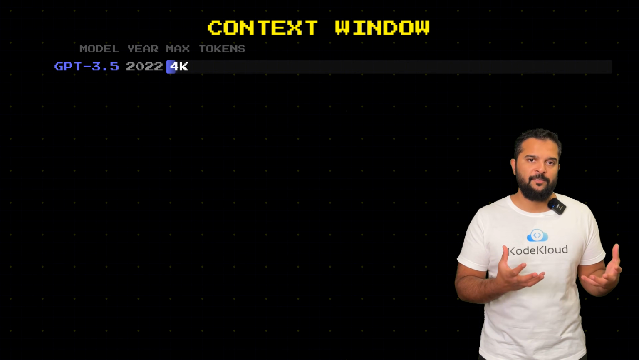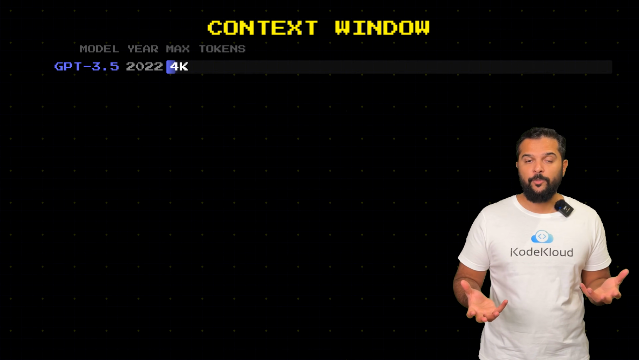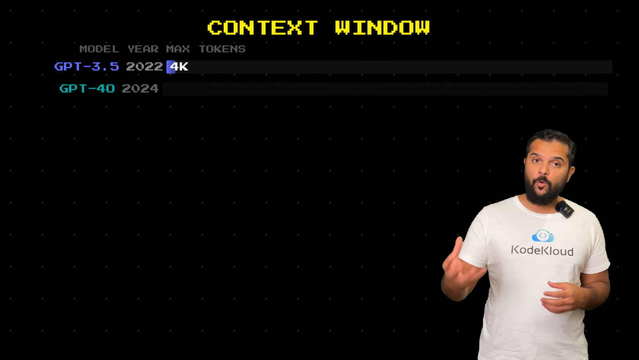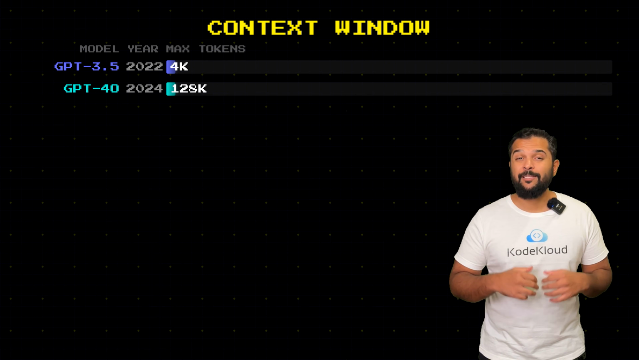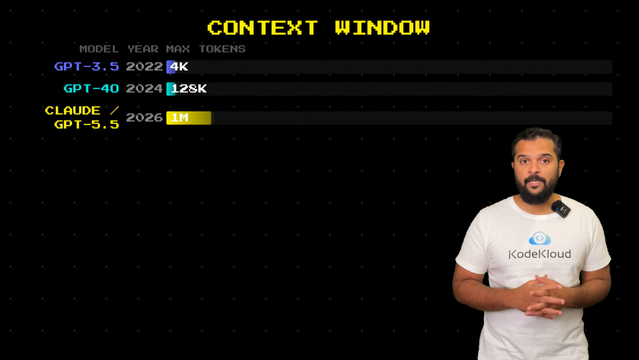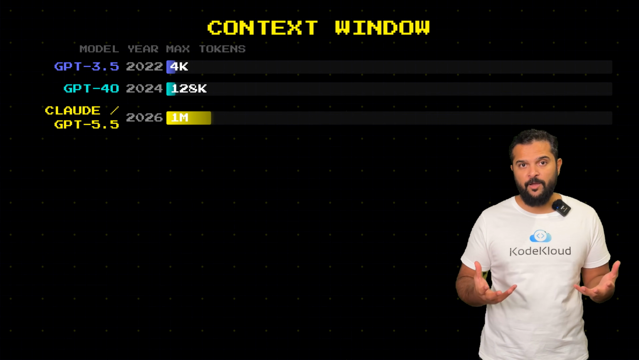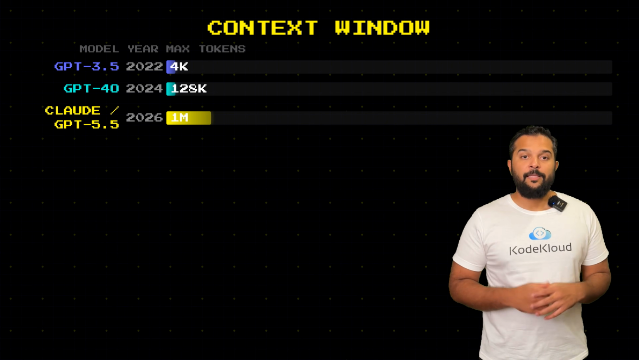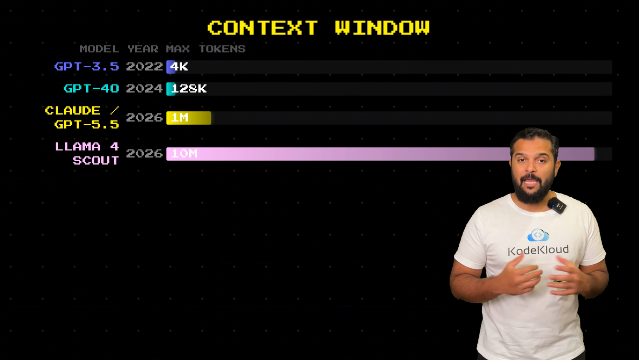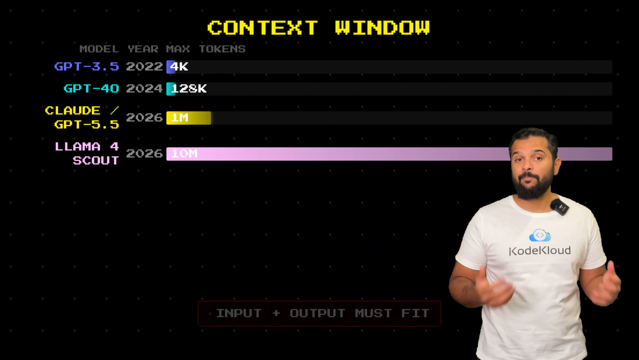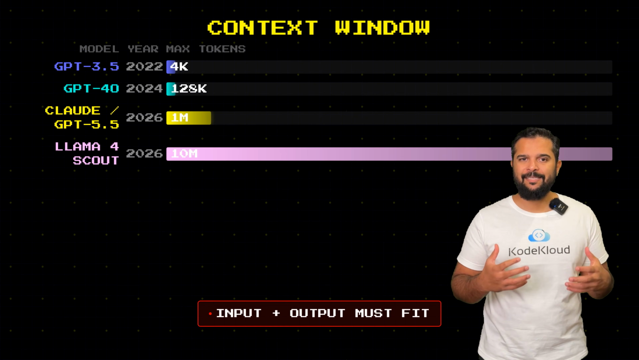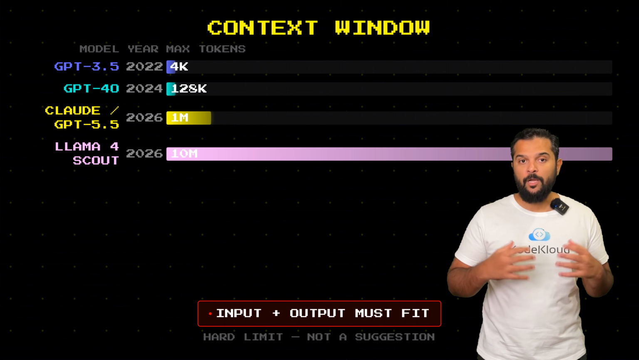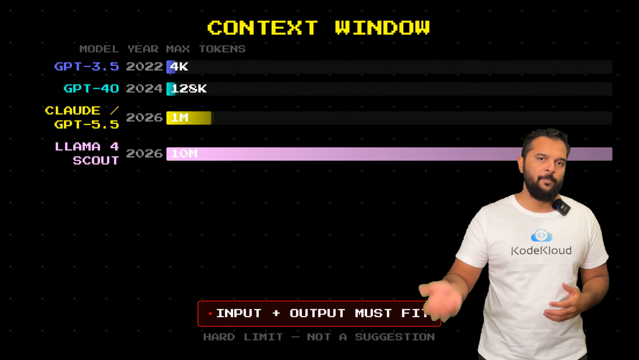To give you a sense of how fast this has grown, GPT 3.5 in 2022 had a context window of about 4,000 tokens. GPT-4o in 2024 jumped to 128,000, and now in 2026, models like Claude Opus 4.6, GPT 5.5, and Gemini 2.5 all support up to 1 million tokens. That's roughly 750,000 words. Llama 4 Scout goes even further at 10 million tokens. So if your input and output together exceed the context window, the model can't process it. It's a hard limit, not a suggestion. We'll cover context windows in more depth in the upcoming lessons.